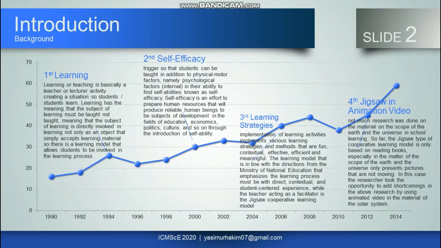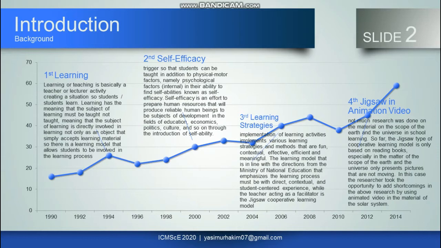2. Related to self-efficacy. A trigger so that students can be taught, in addition to physical motor factors, namely the internal psychological factor, in their ability to find self-abilities, known as self-efficacy. Self-efficacy is an effort to prepare human resources that will produce reliable human beings to be subjects of development in the field of education, economics, politics, culture, and so on through the introduction of self-ability.